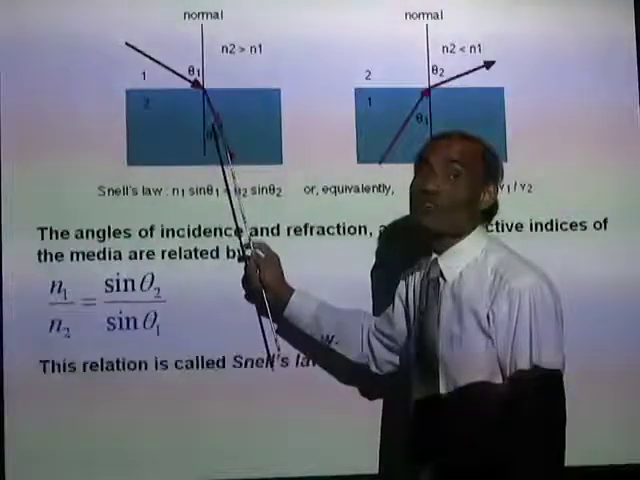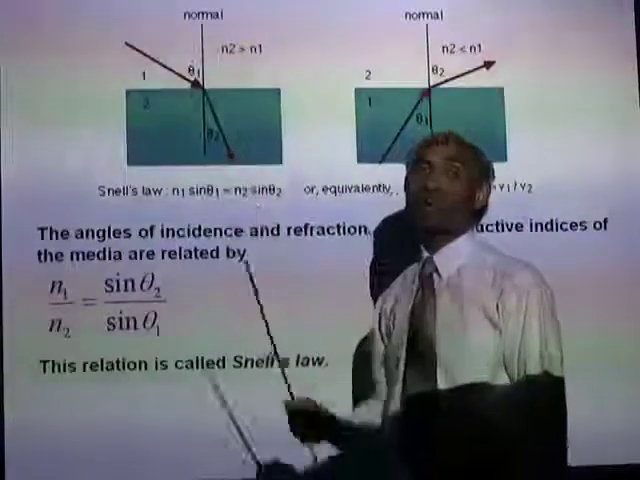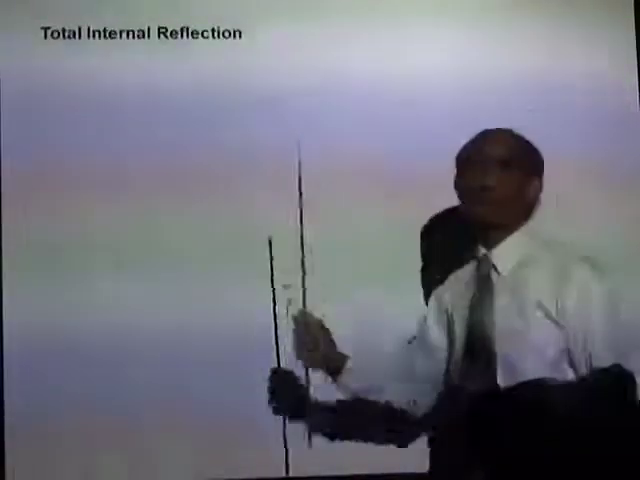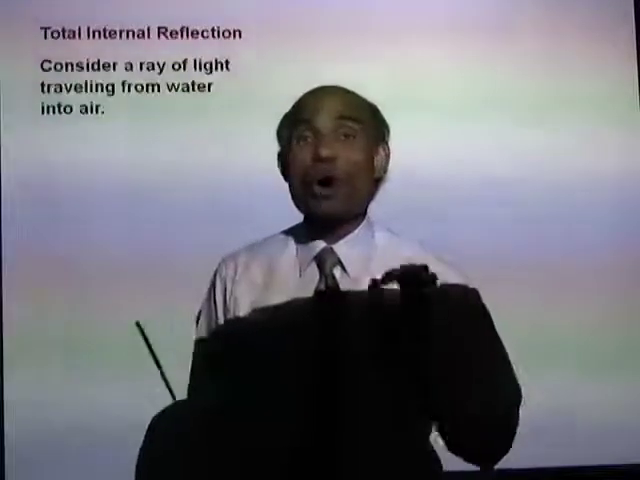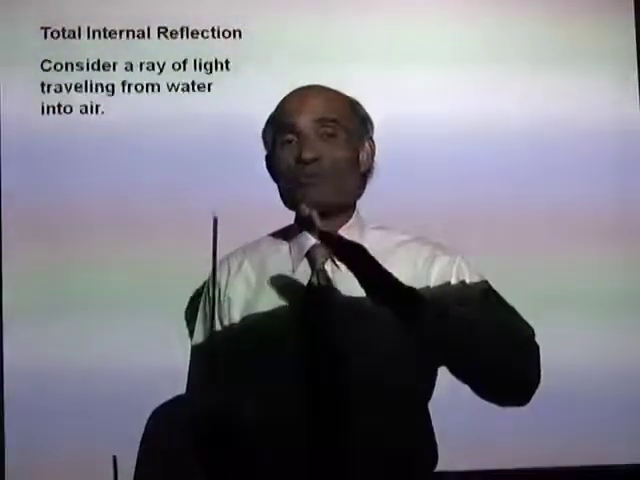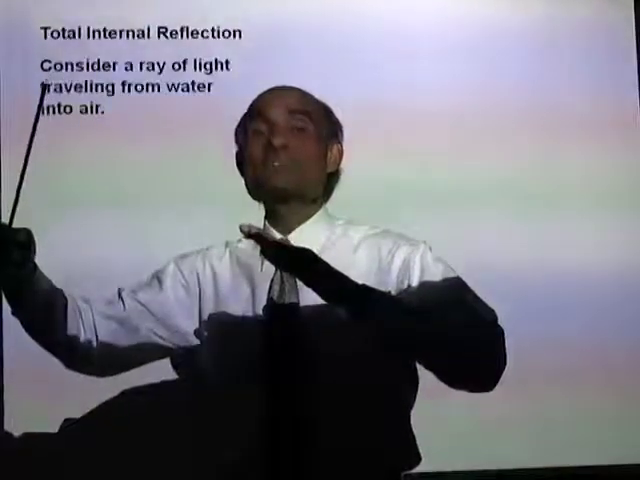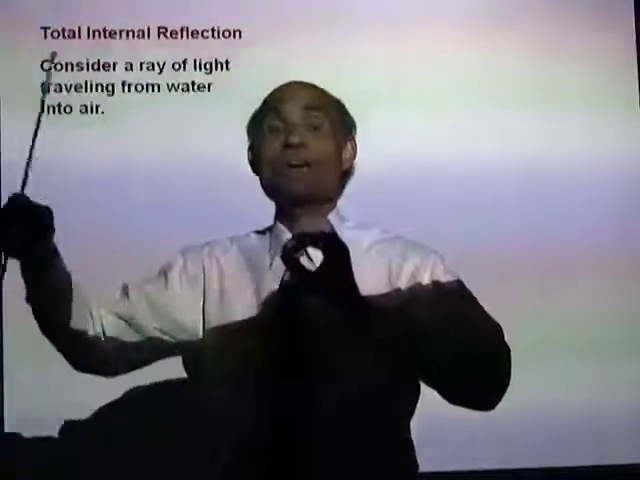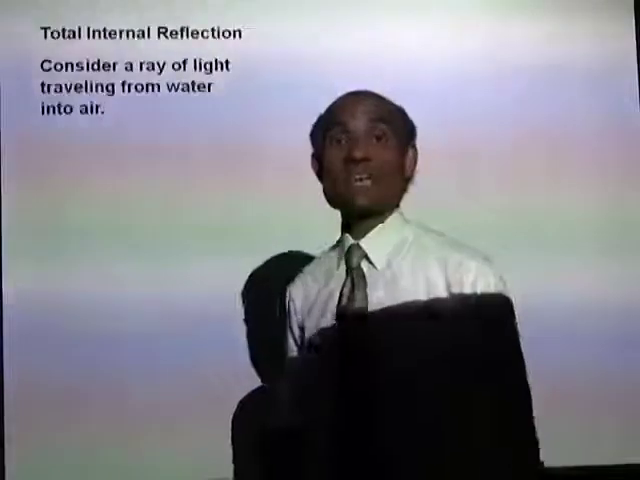Snell's law: the refractive index of the second medium is equal to the sine of the angle of refraction divided by the sine of the angle of incidence. Let's now talk about total internal reflection. Total internal reflection occurs only when light travels from a denser medium into a less dense medium. For example, when light travels from water into air, or from glass into air, this can happen.